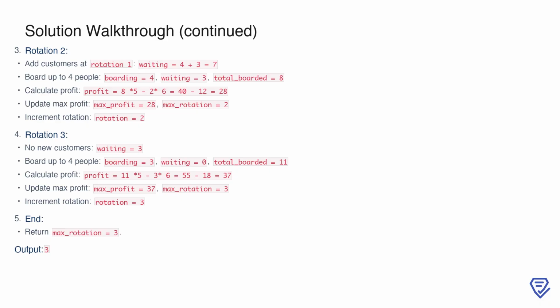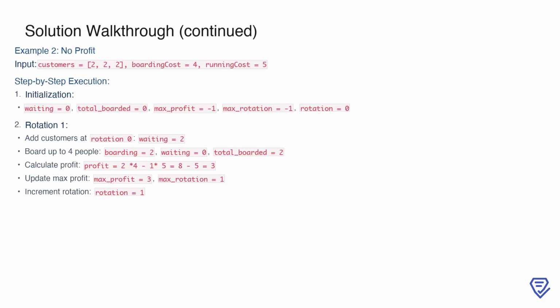The total number of boarded customers becomes 11. The profit for this rotation is 37, which is now the highest profit we've seen, so we update the maximum profit to 37 and note that it occurred in rotation 3. The process ends here as all customers have been boarded, and we return the rotation number that gave the maximum profit, which is 3.